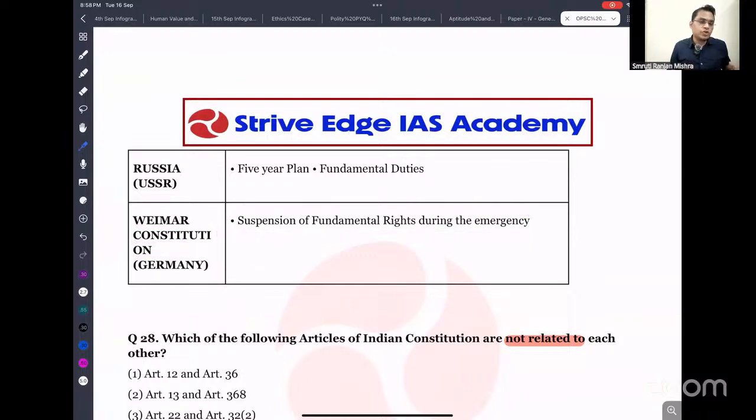So I've given a list of all these features that we have borrowed from different constitutions. So please remember it, very helpful.